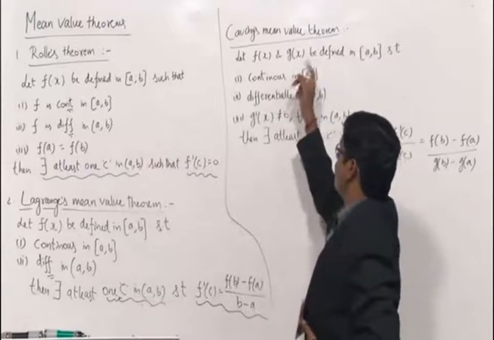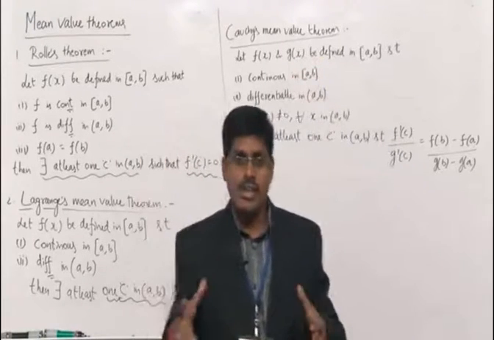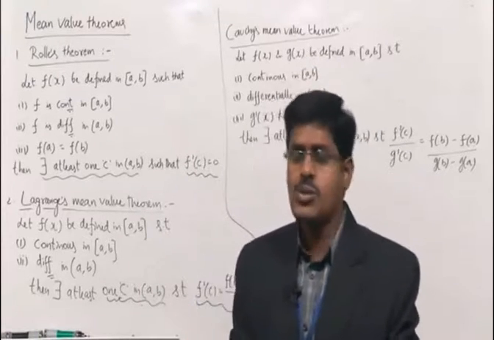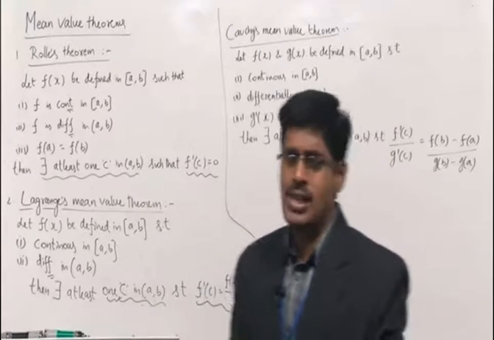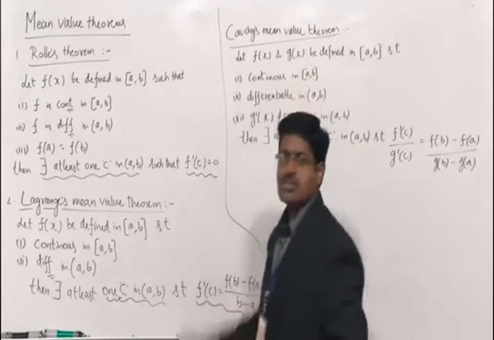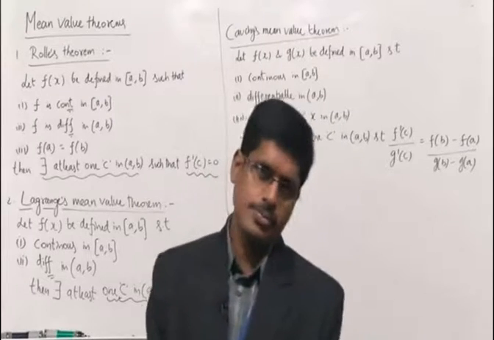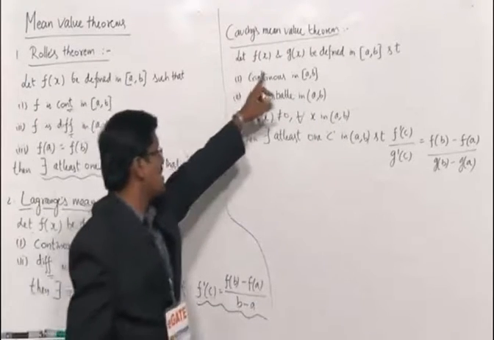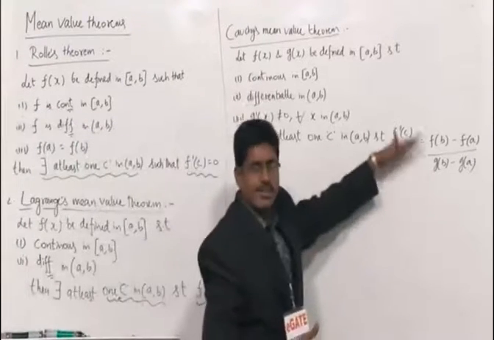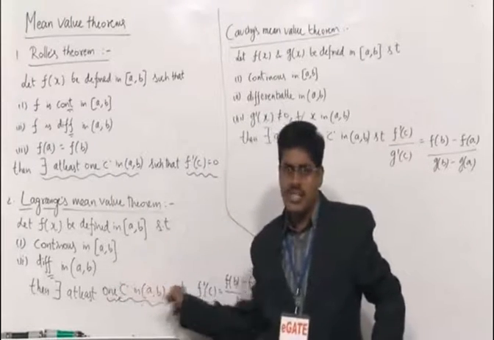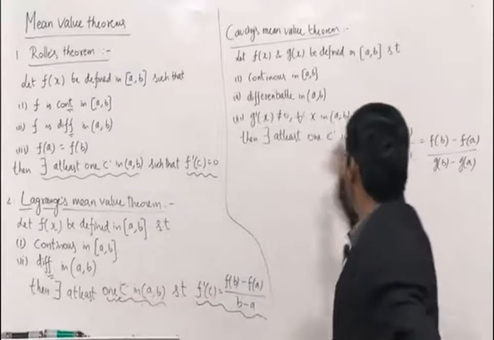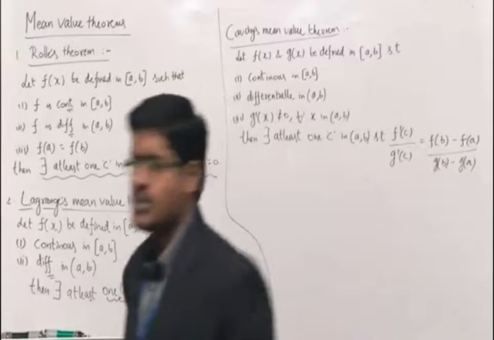Now, Cauchy's mean value theorem is generally useful whenever a curve equation is defined in parametric form, say x is equal to some t square, y is equal to some 2t, that is, f of t, g of t, two different functions. In such cases this is useful. Just apply it to f(x) and g(x): if you apply Lagrange mean value theorem to both and divide the first result by the second result, you will get Cauchy's mean value theorem result.